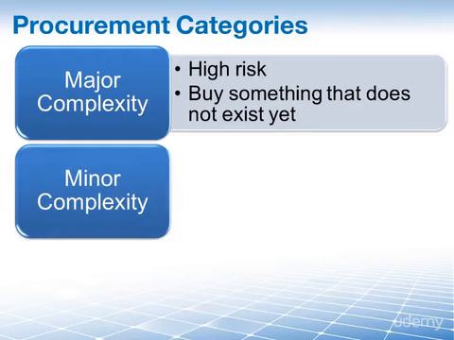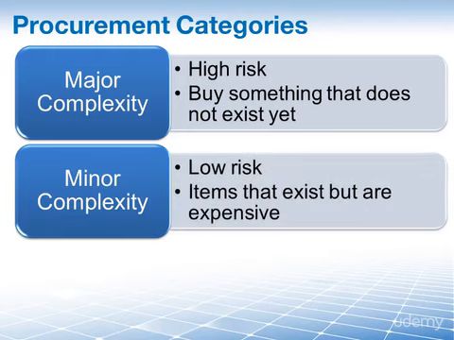Second, then we have the minor complexity procurements, also known as low-risk procurements. These are items that exist, but they are expensive. You'll be able to find them exactly to the specifications that you need, but it's going to cost you a pretty penny. Something that can happen with these minor complexity procurements is that you turn them into a major complexity procurement. Let's assume that you are buying a specialized machine that is powered by electricity, but you need it to be powered by natural gas. That is going to be a major design change and will instantly move this procurement from low risk to high risk.